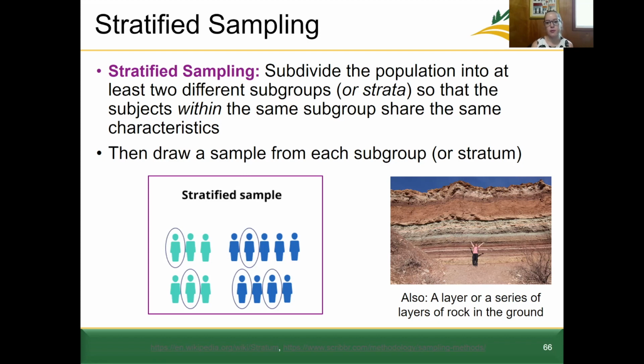In this pictorial representation here, we have a green group. The green people are in one group, the blue people are in another group. These are 2 strata. Then we select a couple from the green and a couple from the blue to be representative of those strata.